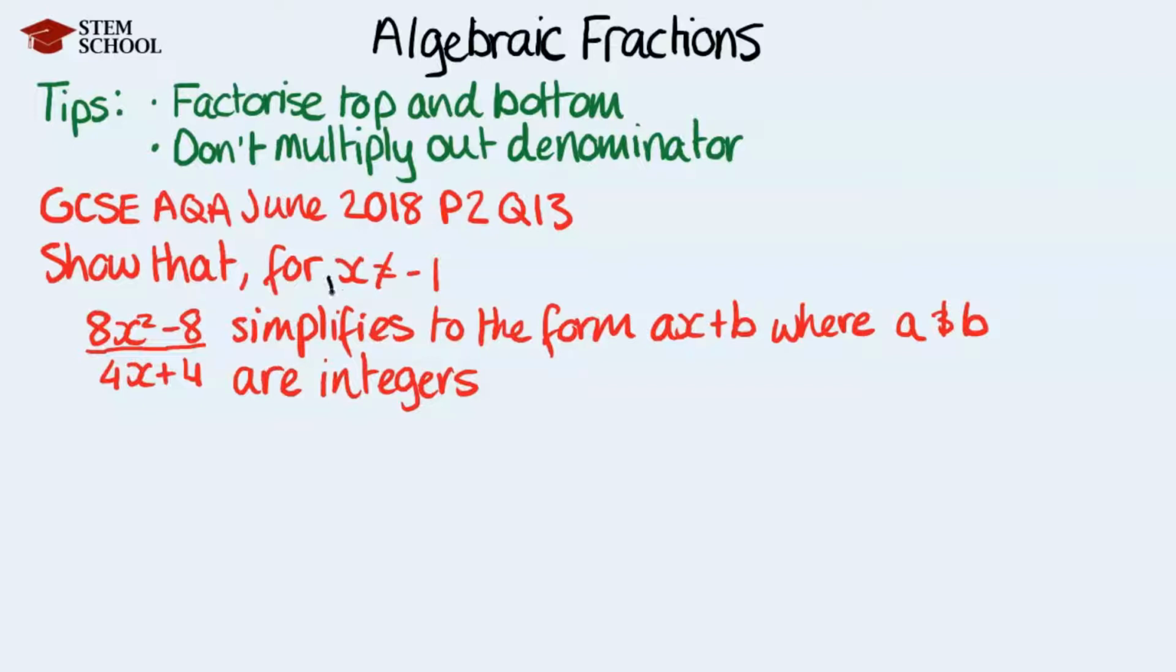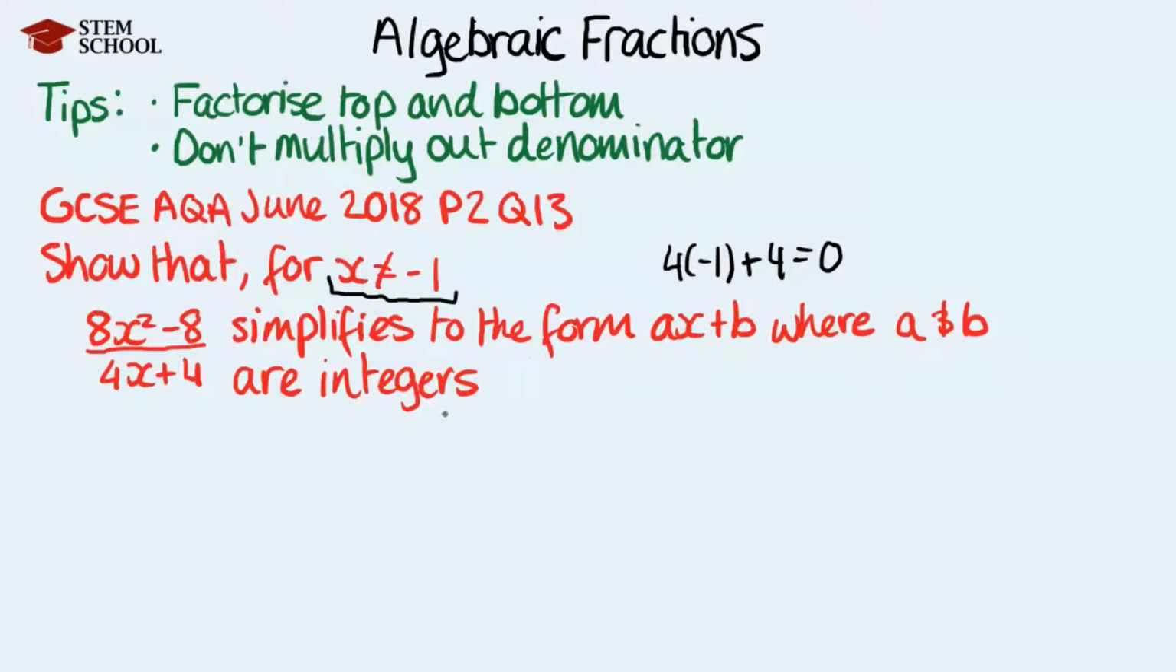Okay, so the first bit I want to address is this statement here: show that for x is not equal to minus 1. In all of these types of questions, they always include a statement like this, so I don't want you to get confused by this and thrown off. Basically what this is saying is that if you were to put x is equal to minus 1 into that algebraic fraction, the denominator will go to 0. So 4 times minus 1 plus 4 is equal to 0. So you're essentially dividing by 0, which is undefined. So this algebraic fraction doesn't exist for that value of x. That's all that is saying, so you don't want to get confused by that.